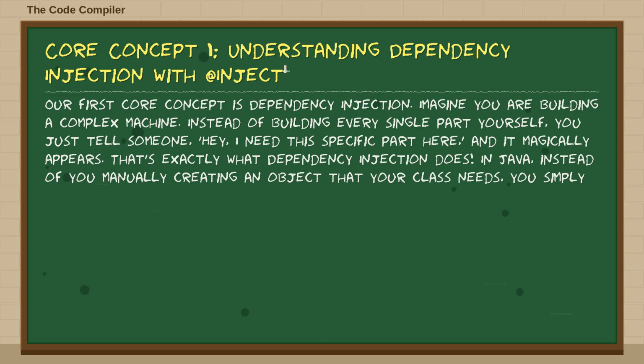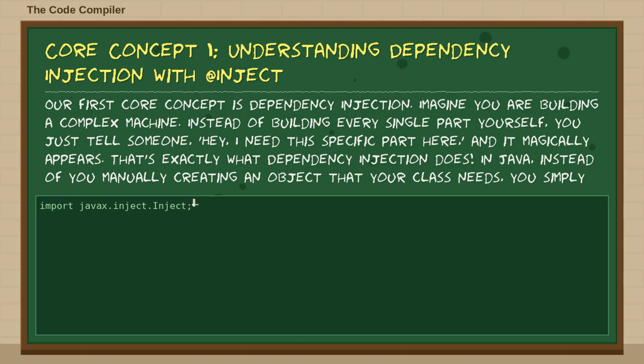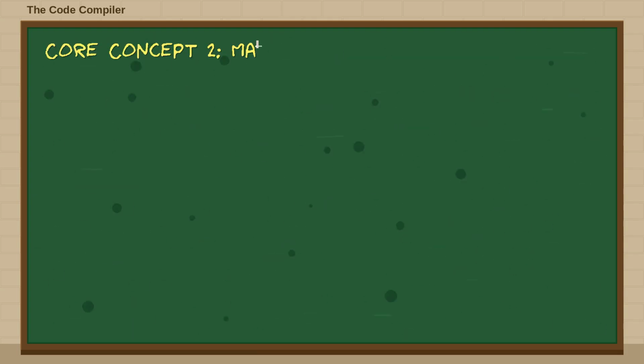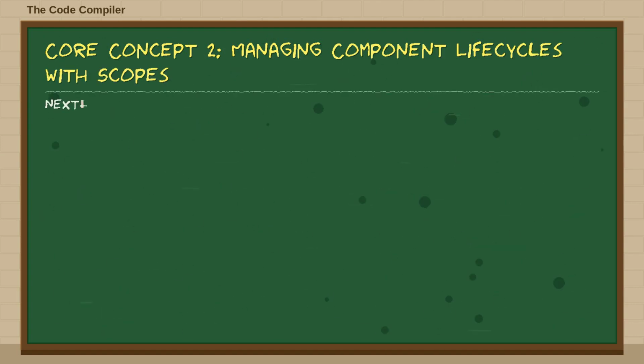We achieve this using a special annotation called @Inject. When you place @Inject on a field or a constructor, you are telling CDI, "Please find me an instance of this type and put it here." This makes your code much cleaner and more flexible because your class does not need to know how to create its dependencies. It just trusts CDI to provide them. Simple, isn't it?